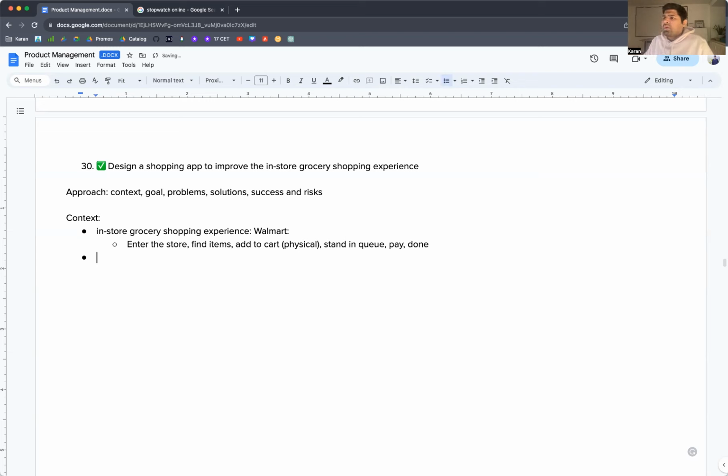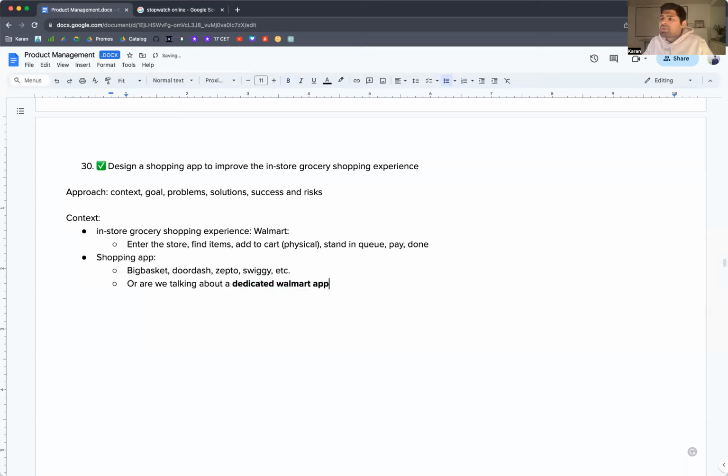Okay, so when we talk about, let's say, a shopping app, are we talking about, let's say, a marketplace shopping app such as Big Basket, DoorDash, Zepto, or something similar, or let's say, Swiggy, etc.? Or are we talking about, let's say, a dedicated Walmart app to improve the in-store grocery shopping experience? So in this particular case, let's actually go with a dedicated Walmart app.